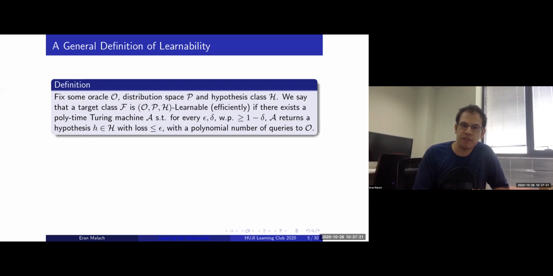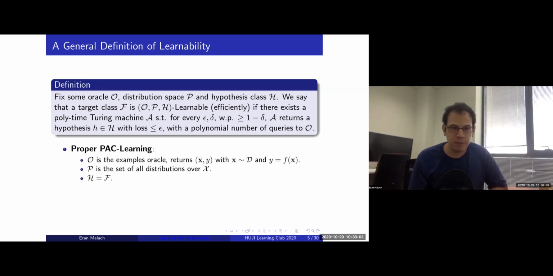We say that the target class F is learnable efficiently if there's a Turing machine that runs in polynomial time, polynomial in the problem parameters, the dimension, and epsilon and delta, such that with probability greater than 1 minus delta, this algorithm returns a hypothesis with small loss, with a polynomial number of queries to the oracle, right? So we can ask a polynomial number of questions, run in polynomial time, and then return a hypothesis that has a good loss with respect to this learning. If we manage to do so, then we would say that the target class is learnable.